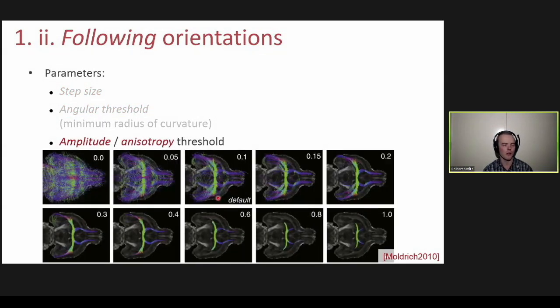Another common parameter within the algorithm is some kind of threshold on the diffusion model to determine where streamlines should start and where streamlines should stop. And obviously, if this threshold is very high, your streamlines can often terminate before they've completed reconstructing your pathway of interest. Whereas if it's too small, your reconstruction can be dominated by noise.